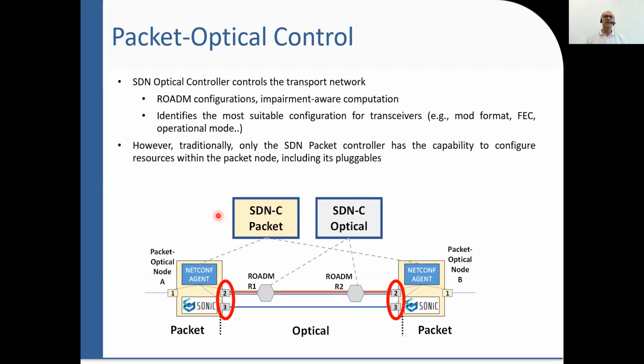Traditionally, you have a packet optical network. Suppose that you have these packet optical nodes at the edges, and you want to communicate with, for example, a cloud infrastructure passing through a metro network. So in this context, with ROADMs, for example.